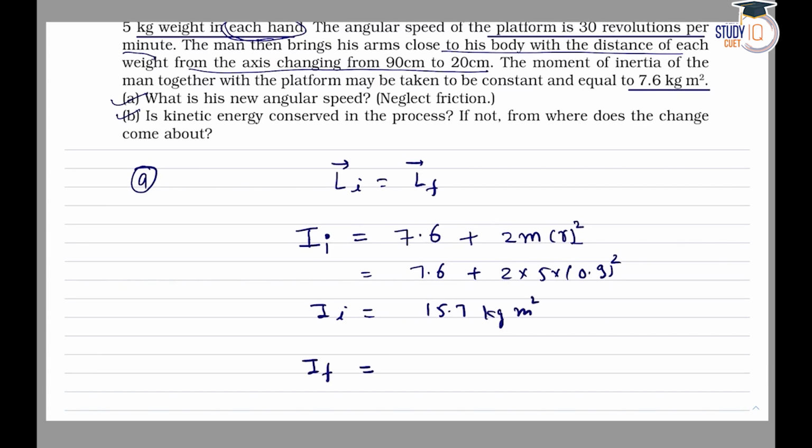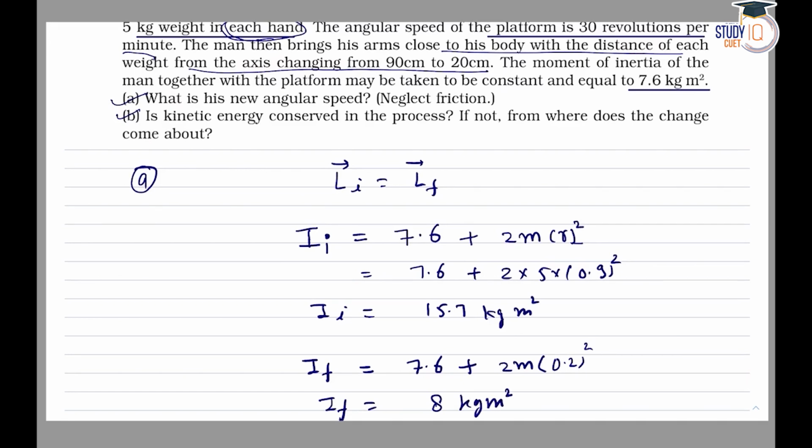The final moment of inertia is due to the man and platform, which is equal to 7.6, and due to the stones, which is 2m r square, where the final radius is 20 centimeter, which can be written as 0.2 meter. So the final moment of inertia is 7.6 plus 0.4, that is 8. By substituting m as 5 kg, the final moment of inertia comes out to be 8 kg meter square.